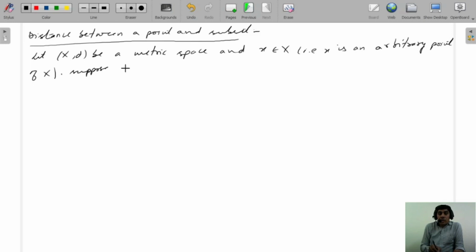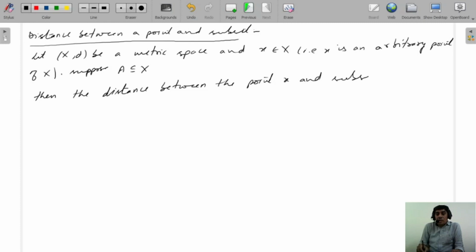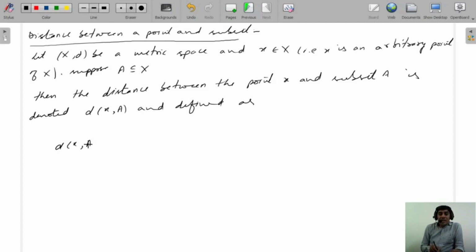Suppose capital A is a subset of capital X, then the distance between the point x and subset A is denoted as d(x,A), and defined as d(x,A) is equal to infimum of d(x,a) such that a belongs to capital A.